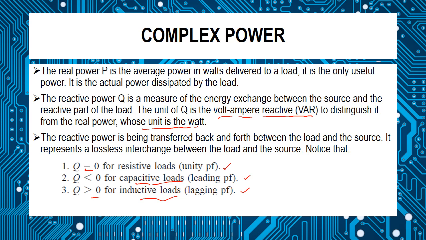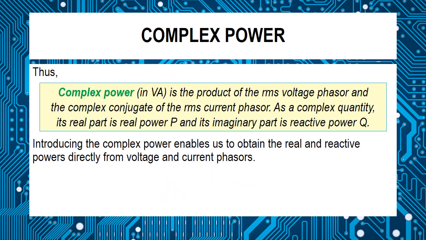Notice that Q is equal to 0 for a resistive load, unity power factor. If Q is less than 0, that means we have a capacitive load and a leading PF. And if Q is greater than 0, we have an inductive load or lagging PF. Thus, the complex power in volt amperes is the product of the RMS voltage phasor and the complex conjugate of the RMS current phasor. As a complex quantity, its real part is the real power P and its imaginary part is the reactive power Q.